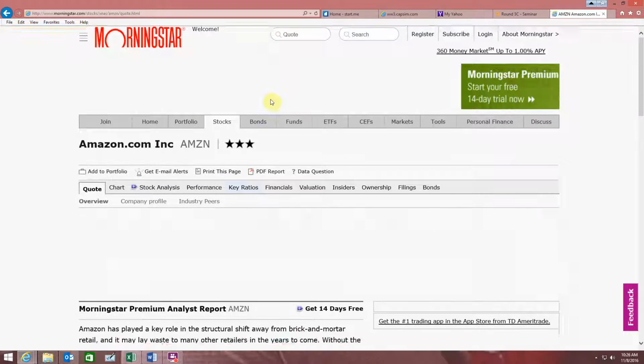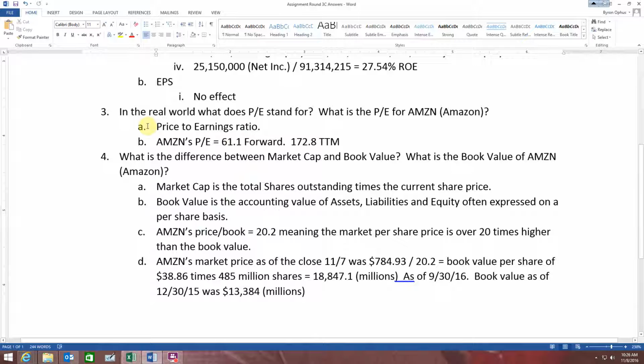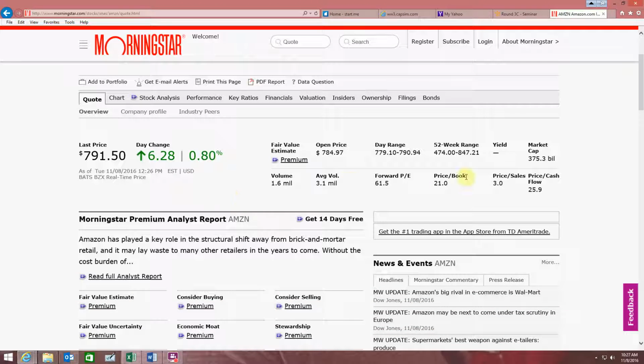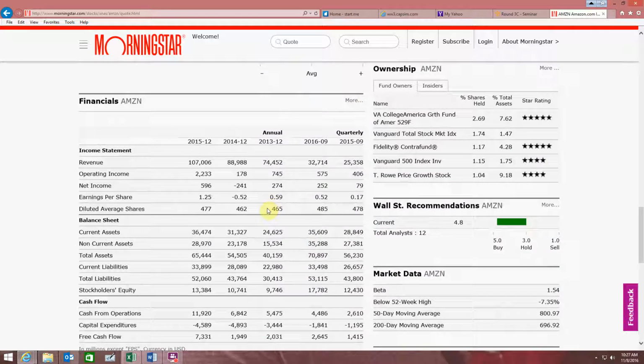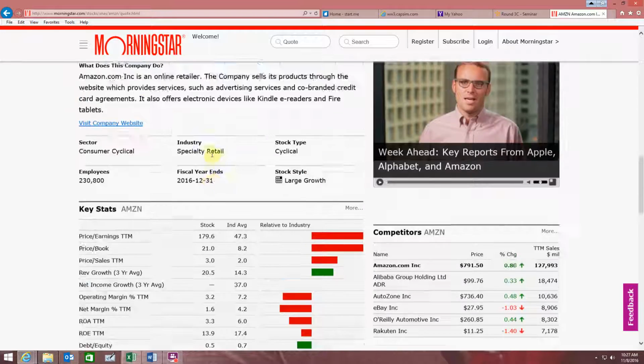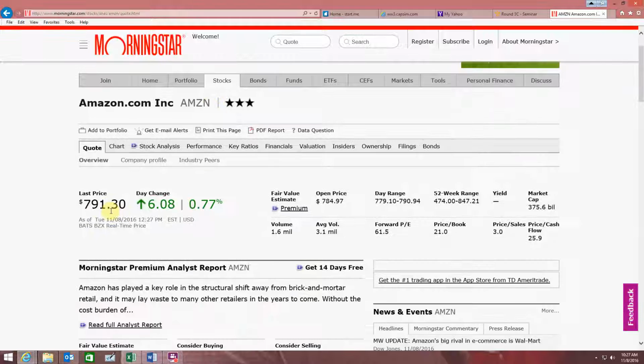So it's price to earnings. If we take a look and break it down, it actually gives it to us. The current price, last price, $791.50. Then it's earnings, and I don't know if it gives us earnings per share. We can come down here and get earnings per share, but most recent we're at 52 cents, 59 cents, and $1.25 for last year. So wow, my price to earnings ratio then is pretty big.